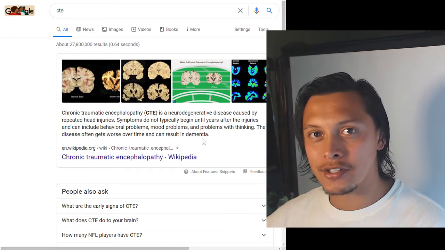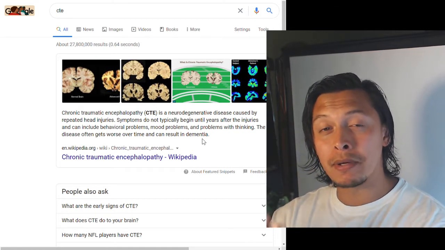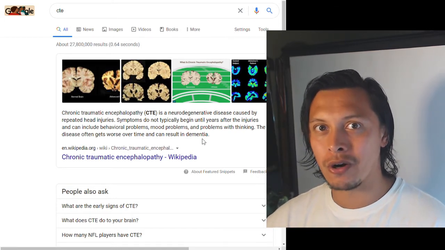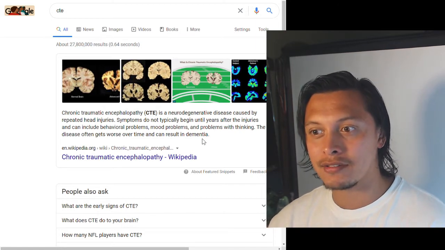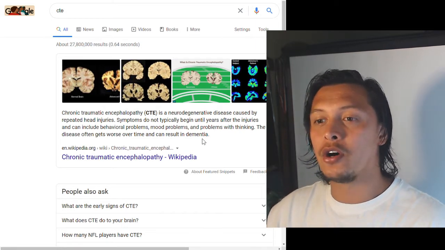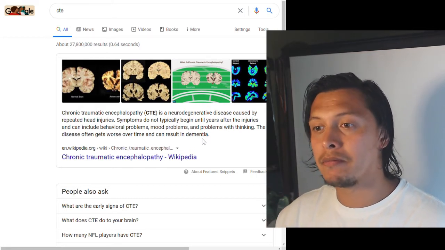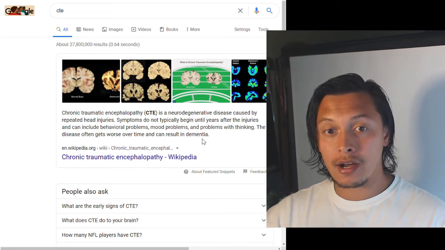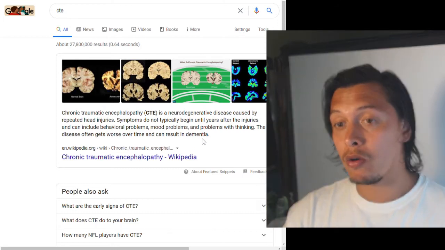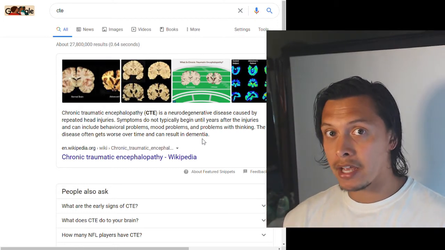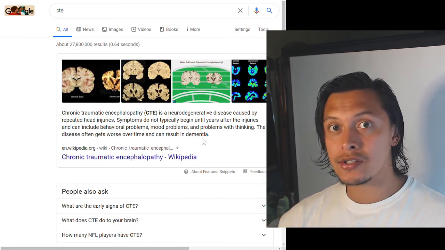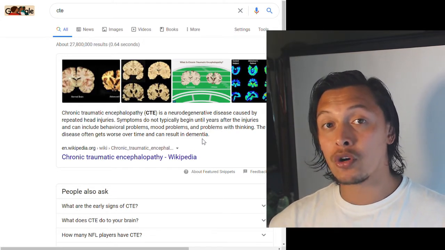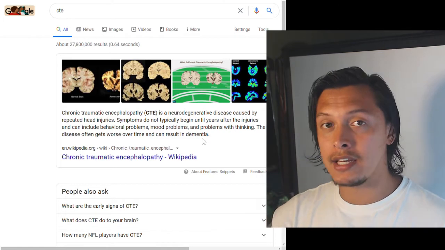So for instance, in CTE, you get repeated damage to the brain, and that is causing the brain to undergo programmed cell death in a lot of cells, and it's a neurodegenerative disease. The symptoms do not typically begin until years after the injuries and can include behavioral problems. So that might be an instance where we might want to consider zinc supplementation and chelators that improve the bioavailability of zinc so that these neurons do not convince themselves that they need to die.